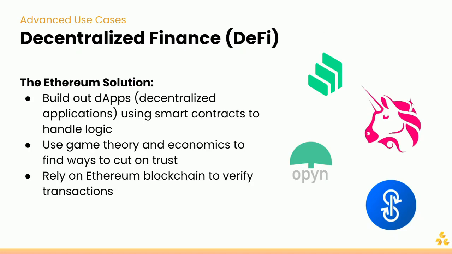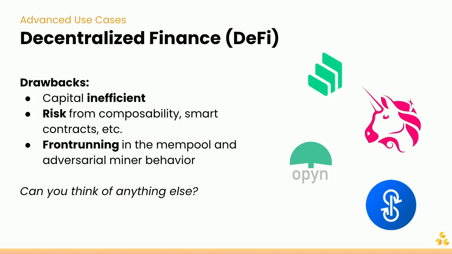So the Ethereum solution is that you can build out dApps using smart contracts and use game theory and economics, like we talked about in past lectures, to be able to trust that the blockchain, like the Ethereum blockchain, will verify these transactions, and so you don't need a bank to do so.